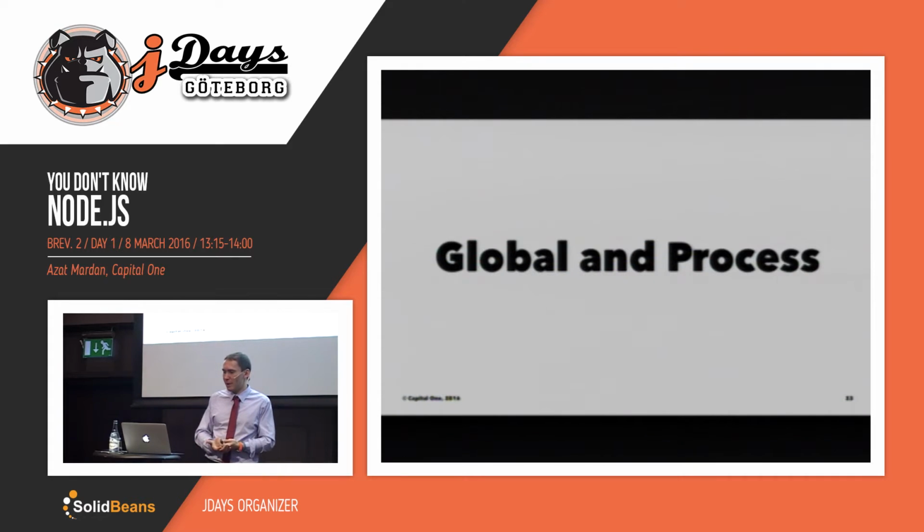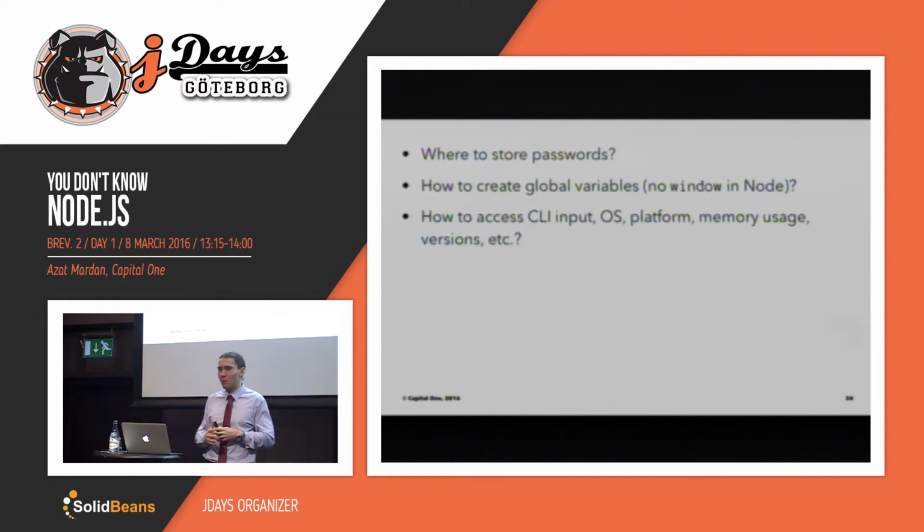Okay, so let's talk about global and process. How many of you are familiar with window and document in the browser JavaScript? Okay, so we use those for exporting modules, but there is no window in Node because it basically doesn't make sense. It's not a browser window, right? So other use cases, for example, how to store a password in a Node.js application, right? Because we don't want to hard code it in the code. We don't want to push it to GitHub. We need to store it somewhere. And also, maybe we want to pass some parameters, like command line interface parameters, or access some information about our platform, our environment, because we can do that.